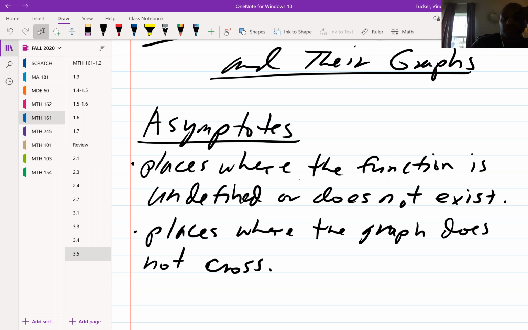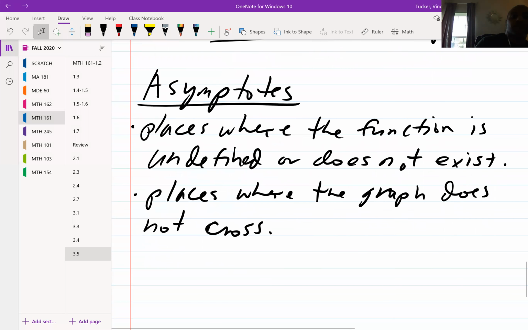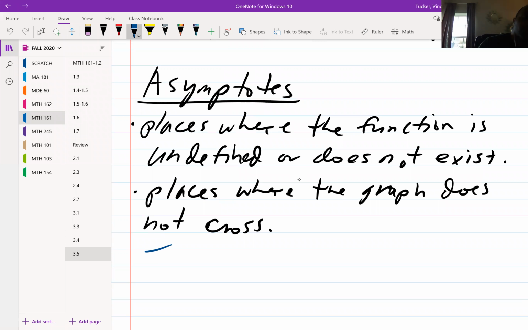These are going to be places where the function is undefined or does not exist, or places where the graph does not cross or will not cross. So there are three types of asymptotes.